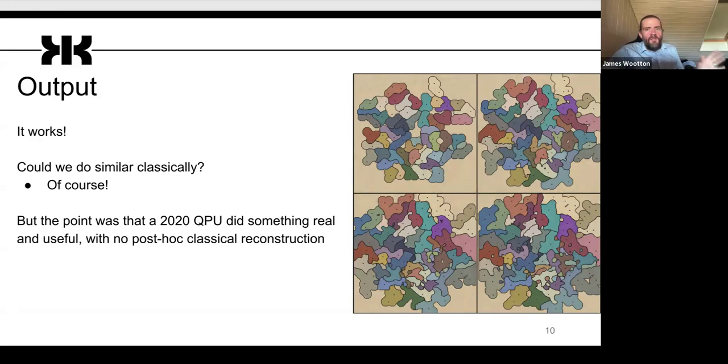So it works. Could we do similar classically without any need to do any QPU stuff? Absolutely. But the point was that in 2020, a QPU did something real and useful. It did a process of procedural content generation and proved that quantum computers at that time were arguably computers and not just oversized science experiments.